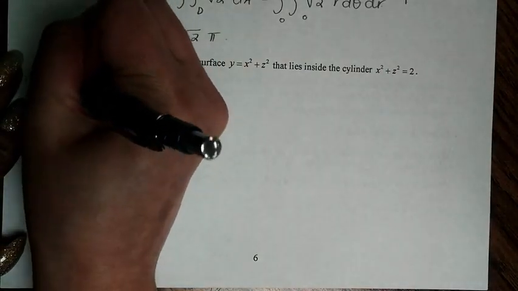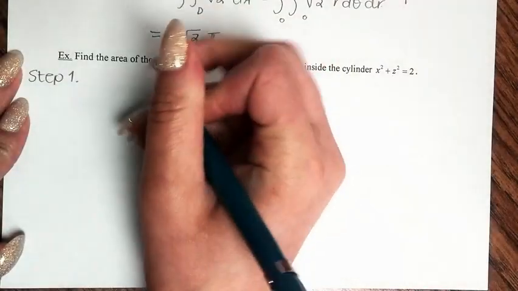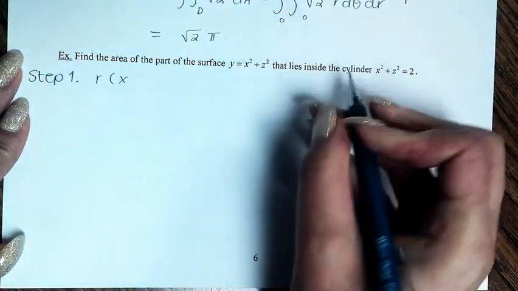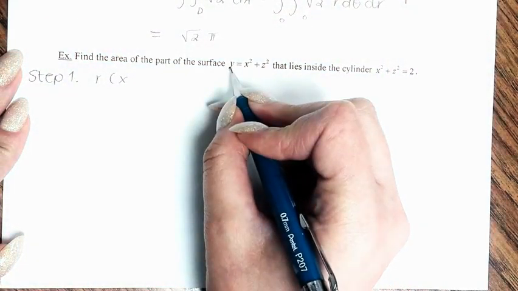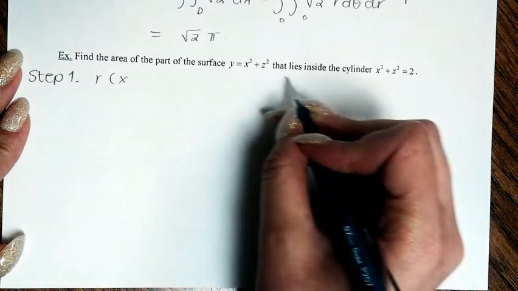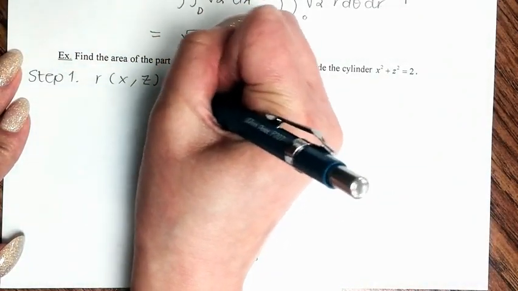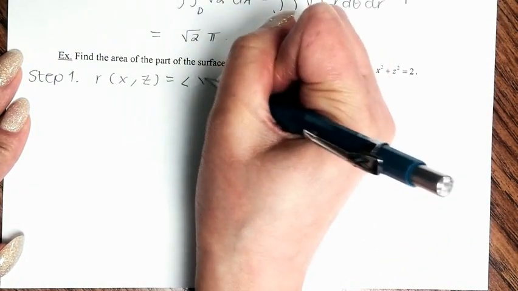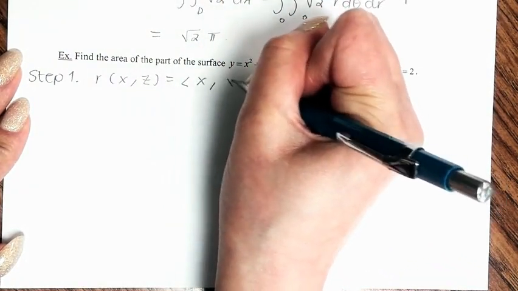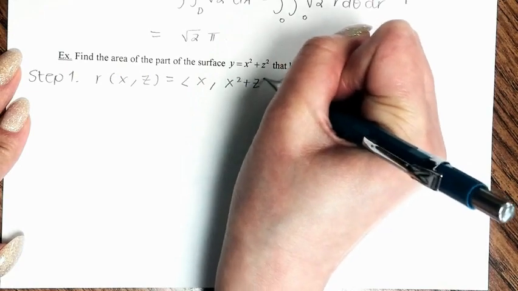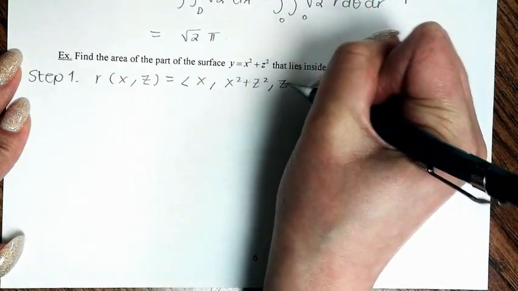So let's start with step 1, where you are going to parameterize. The parameterization of this one is not as trivial. You can see that y depends on x and z, so I'm going to use x comma z. My vector valued function is going to be x comma x squared plus z squared comma z.